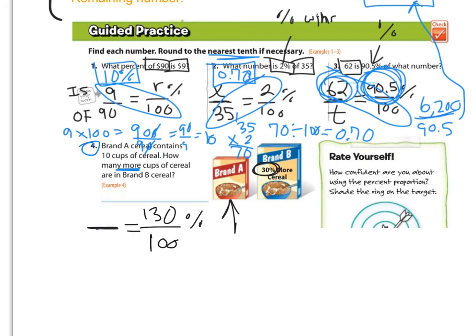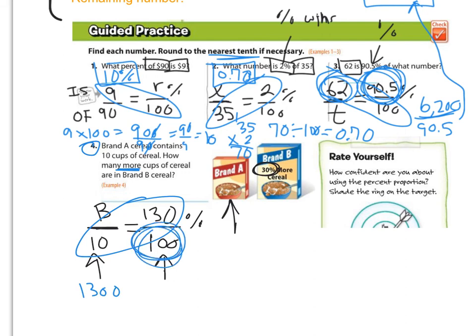Now, the next thing you're going to do is you're going to say, well, look, if I'm comparing brand A, or if we're talking in terms of brand A, like brand A is 100%, brand A should be what we put on the bottom. So we know there's 10 cups of cereal in brand A. Question is, how many cups are in brand B, right? So I'm going to put a B for the unknown. All right, now this is where it's a little bit easier because you're just going to multiply 10 times 130, and that'll give you 1,300.